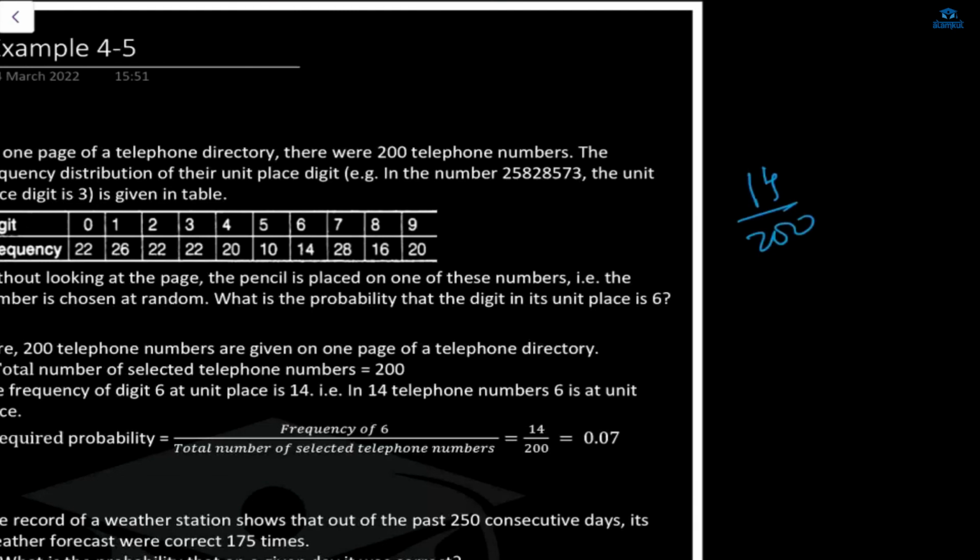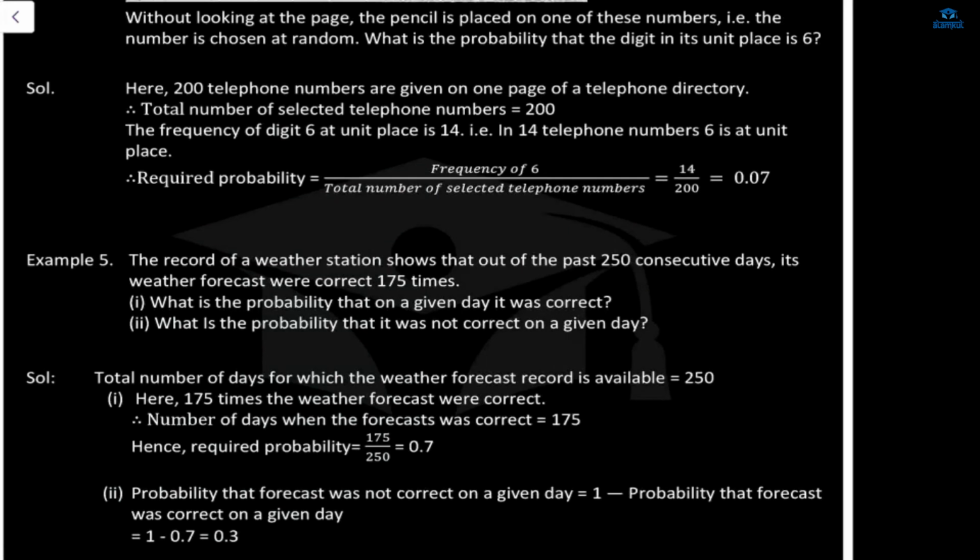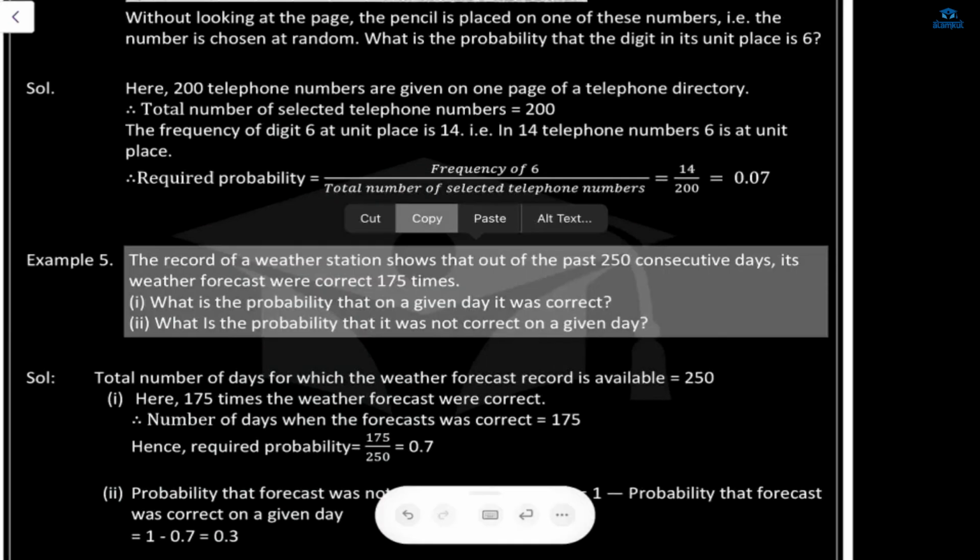Any doubts? Okay, understood, Arha? Do you want to try a question? Yes, ma'am. Yes. Well, you can try this.